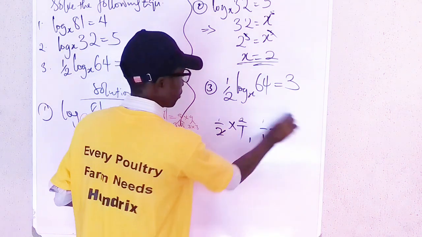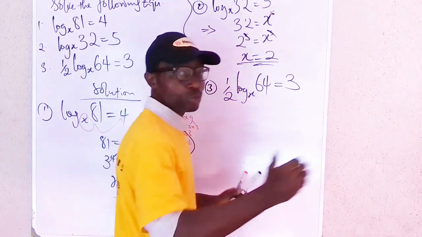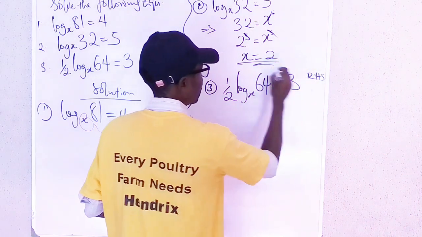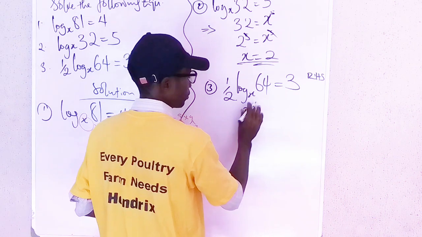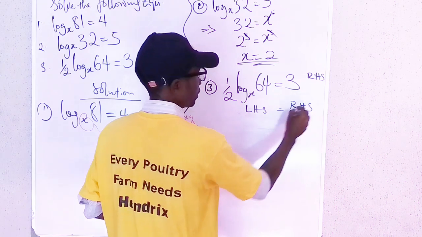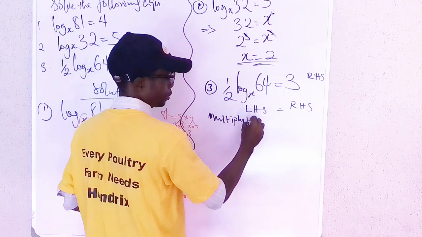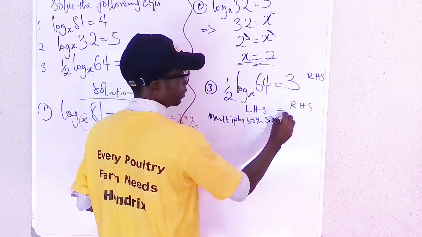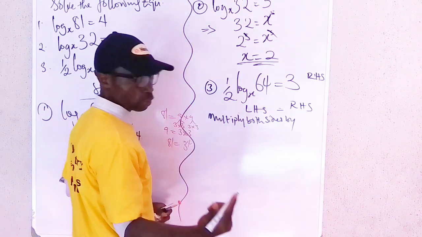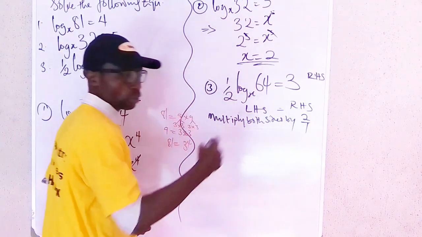So what do I do? I will have to multiply both sides of the equation. Remember, the equal sign separates the two sides. This side is the right hand side, and this is the left hand side. So what I'll do is multiply both sides by the multiplicative inverse of half, which is actually 2, which is 2 over 1. The inverse of it is 2 over 1. So I'll do it on both sides.